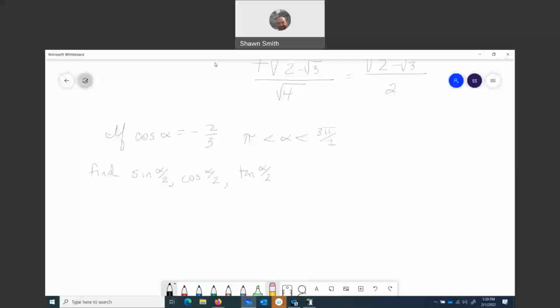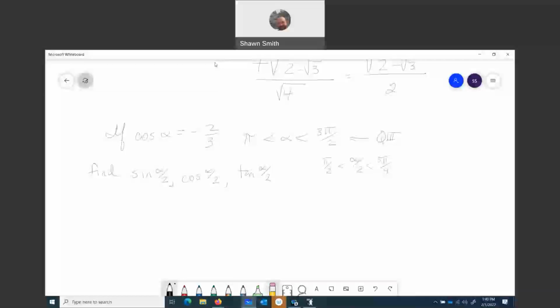And so the first thing you want to do, or maybe it's the last thing you want to do, is figure out where alpha over 2 is. Let's identify where alpha is. This is quadrant 3. So alpha over 2, half of this, will be between pi over 2 and 3 pi over 4, right? So just take half of those endpoints. That tells us between pi over 2, 90 degrees, and 3 pi over 4, that's quadrant 2 now.